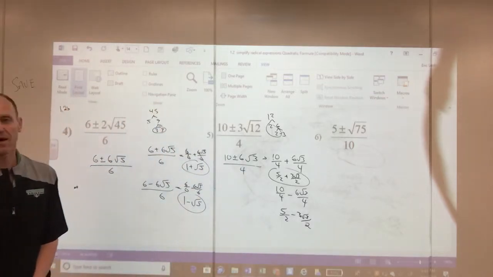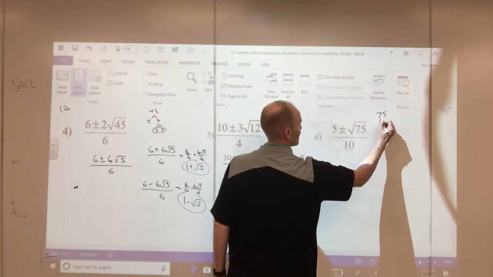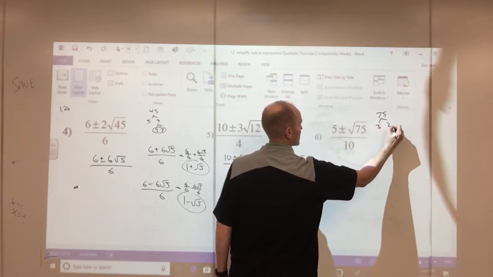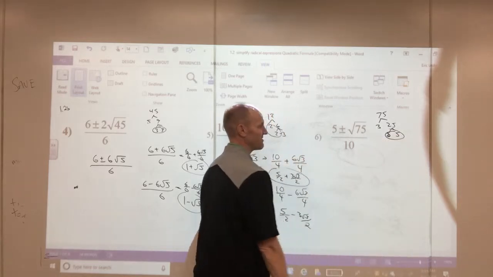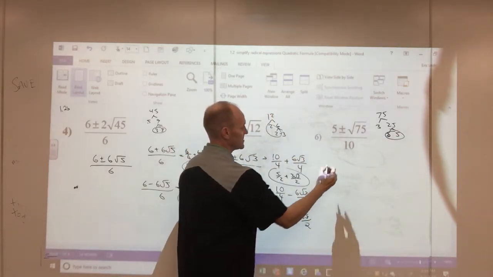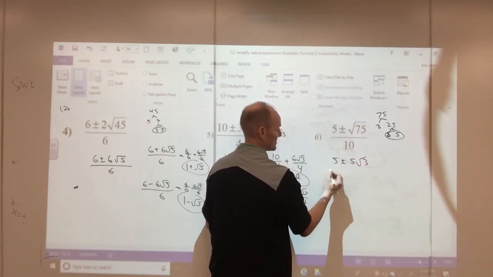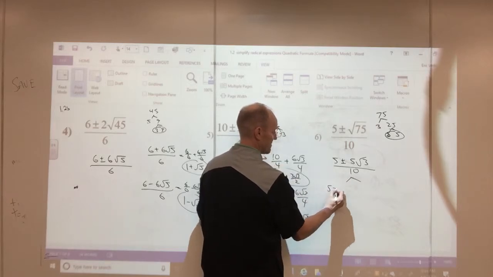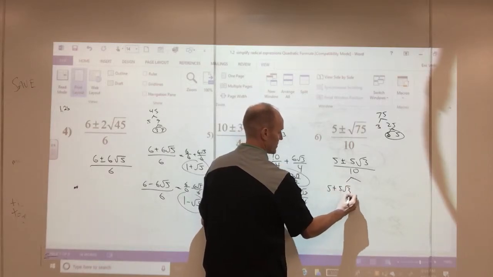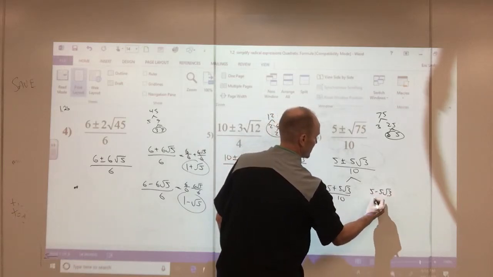All right, last one. Square root 75. So as I work, 75 would be 3 times 25, which is 5 times 5. So you can sort of see I got a pair of 5s I can pull up. So I get 5 plus or minus 5, and I got the 3 left for the radical over 10. So now as I split that up, I'll get 5 plus 5 square root 3 over 10. And over here I get 5 minus 5 square root 3 over 10.